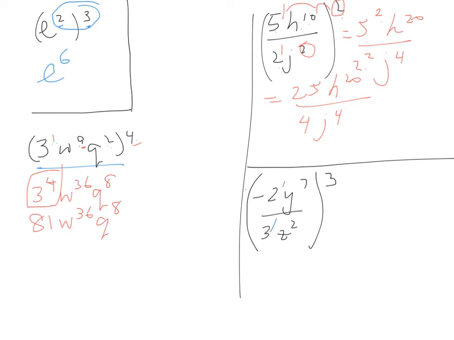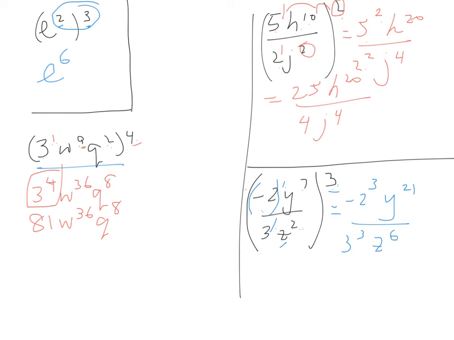Where we've got to be careful, though, is this negative symbol. What that means is, let's just put that whole thing there in brackets. So from there, we're going to end up with negative 2. We're just trying to keep it separate. I think it just helps. So we're going to have negative 2, 1 times 3, so negative 2 to the power of 3. Then we're going to have y, 7 times 3, which is 21, over 1 times 3, which is 3. So we'll have 3 to the power of 3. Then we've got z to the power of 2, so 2 times 3 equals 6, z to the power of 6.